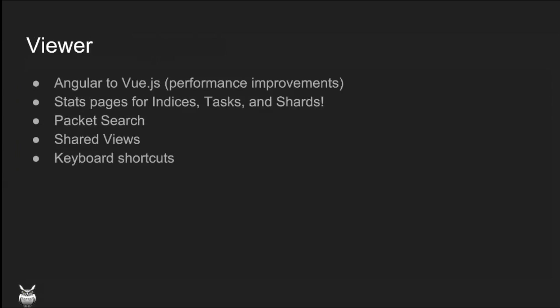Viewer. So in Viewer, we made some big changes. One of them is we moved from Angular to Vue. So if you remember, it used to be jQuery. Last year we announced we were going to Angular, and this year we went to Vue, mainly because Angular was not as performant as we had hoped. There were a lot of pages that were kind of slow.